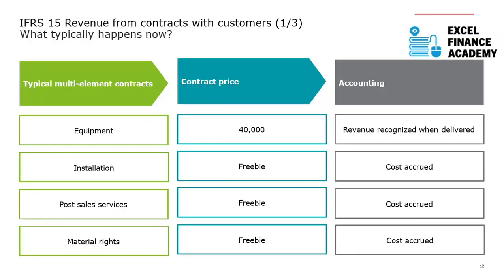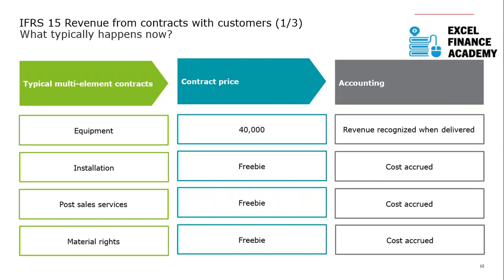Okay, so normally for example you are buying an equipment, so you may have an equipment, you have an installation cost, you have post sale services, and you have material rights. So let's say you charge a contract price 40,000, the rest is all free. Installation is free, service is free, or there are some other benefits which are given out as free. So previously before this, the company needed to recognize 40,000 as income. The rest all go as a cost because it's free.